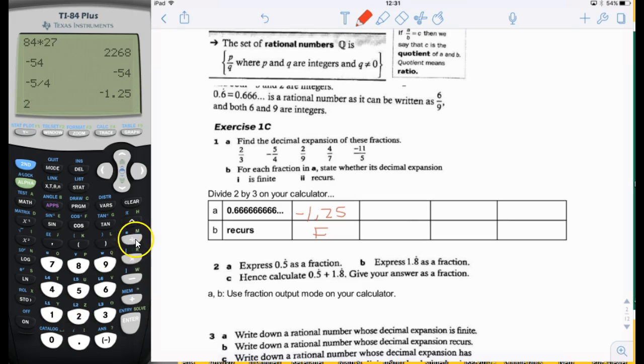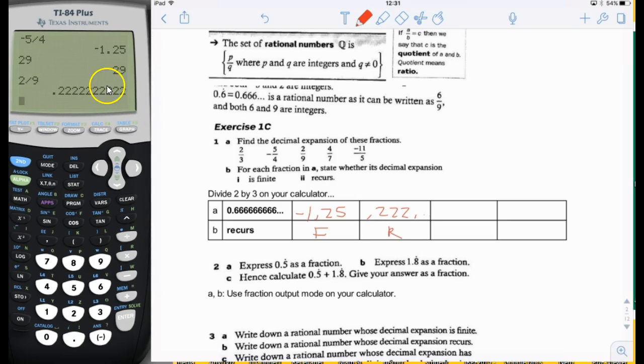Now we're going to do 2 divided by 9, which is the next one. 0.2 going on forever. Okay? That is recurring, right? It repeats the pattern 2 over and over again.